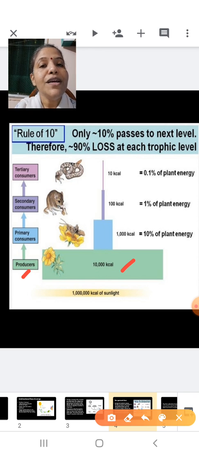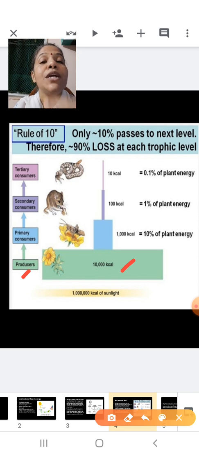Now after a plant is preparing its food, is that plant going to be eaten by the grasshopper in the next minute? No. The plant may be living for 1 week. The plant may be living for 1 month. So when the plant is living for 1 week or 1 month, it will undergo respiration. It will undergo growth. It may carry out some repair mechanisms in the body. So at that time, some amount of the energy from this 10,000 kilocalories is utilized by the plant itself.